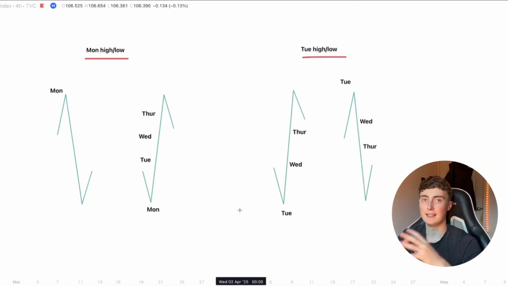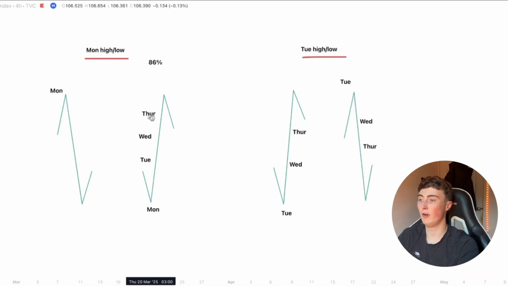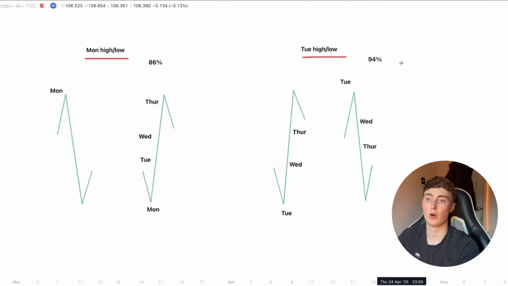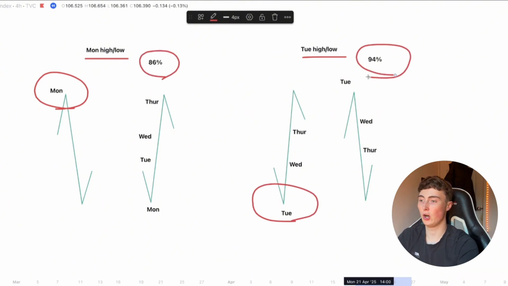So where did I actually get the 86 to 94% win rate stat from? Well, I personally went through multiple years of data looking for these classic expansion weekly cycles, and I found that the Monday high slash low of week has an 86% chance of the high forming on Thursday, and the Tuesday high or low of week has a 94% chance of the high slash low forming on Thursday. So knowing these numbers, once we see Monday or Tuesday form the high or low of the week, we know that we have an 86 or 94% chance that the week is now going to expand until Thursday forms the high.